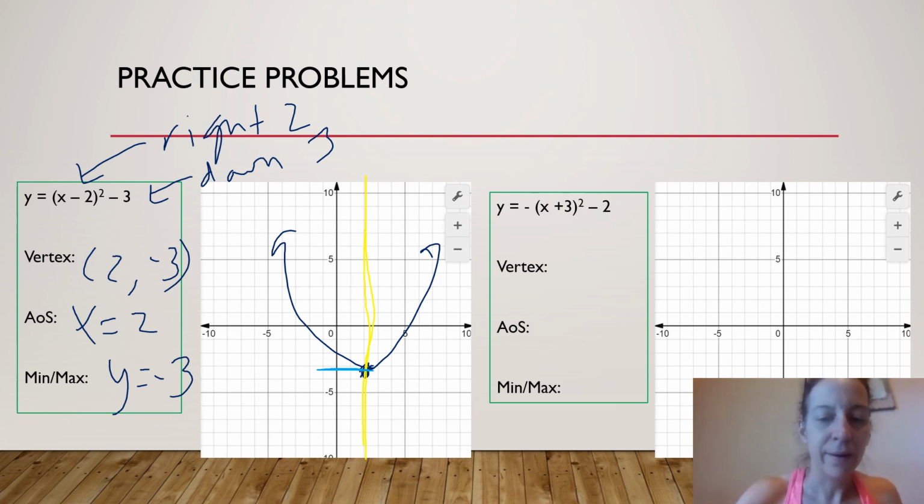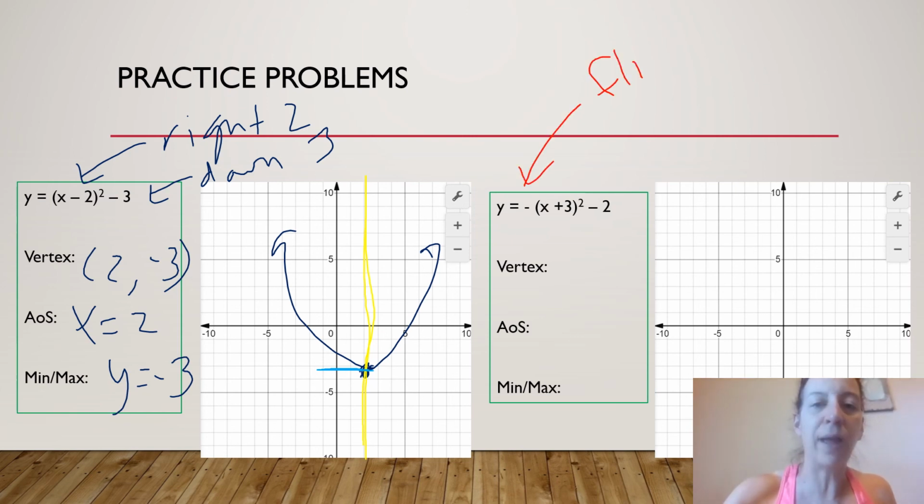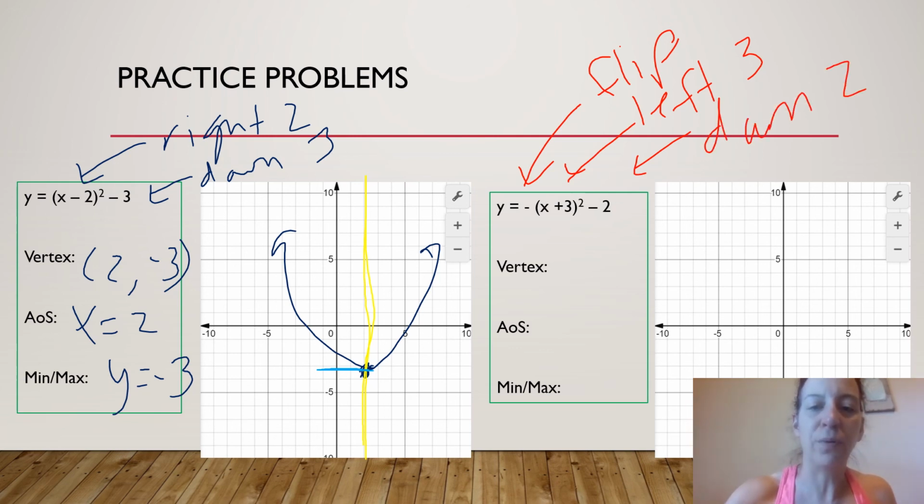All right, next one. We'll use red for this one. So for this one, there is a flip over the x-axis. We are going to go left 3, and we're going to go down 2. So counting left, 1, 2, 3, down 2. So my vertex is going to be right there, and it's going to be flipped over. So left, 1, 2, 3, down 2. So right there. Okay, something like that.